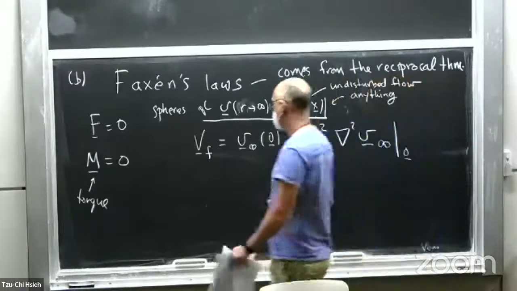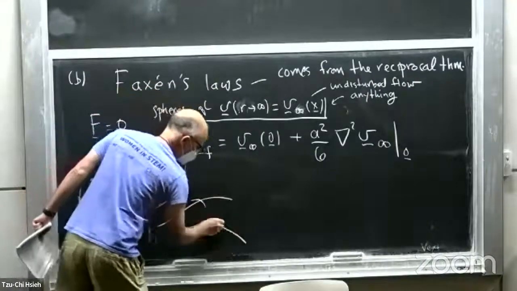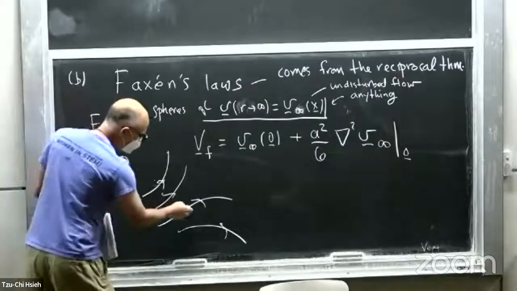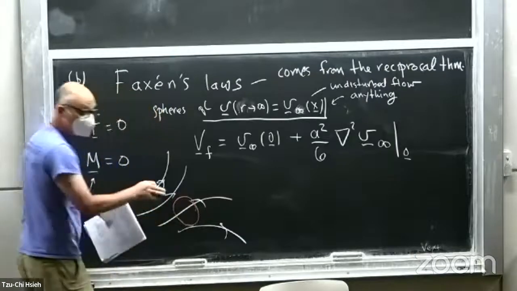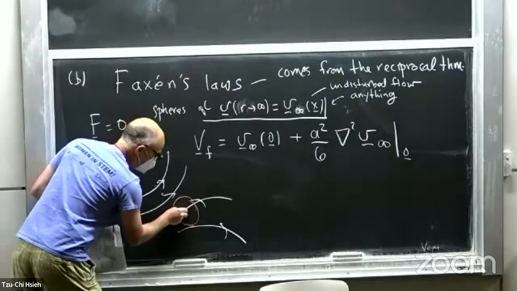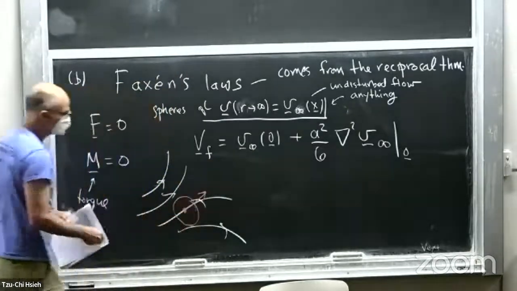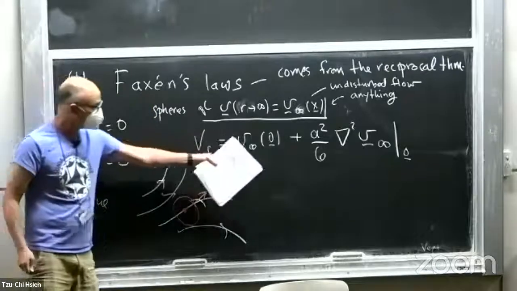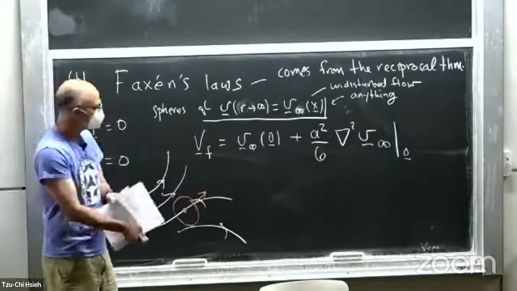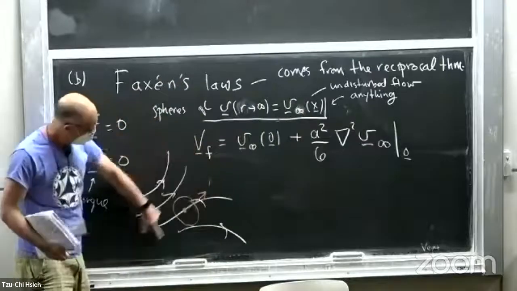Well, you take whatever your flow is, some crazy flow, and you stick a sphere into it. And that sphere, because of the no-slip boundary conditions, is going to change the flow a little bit. But the point where you put the sphere, this velocity right here in the undisturbed flow is v infinity of 0. So the infinity here doesn't just mean it's the velocity far away.